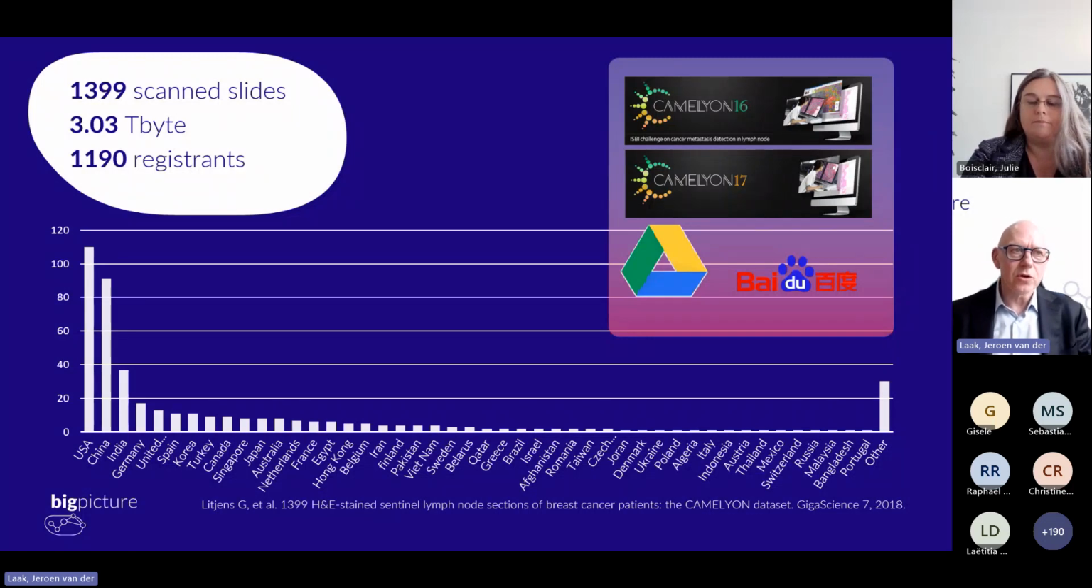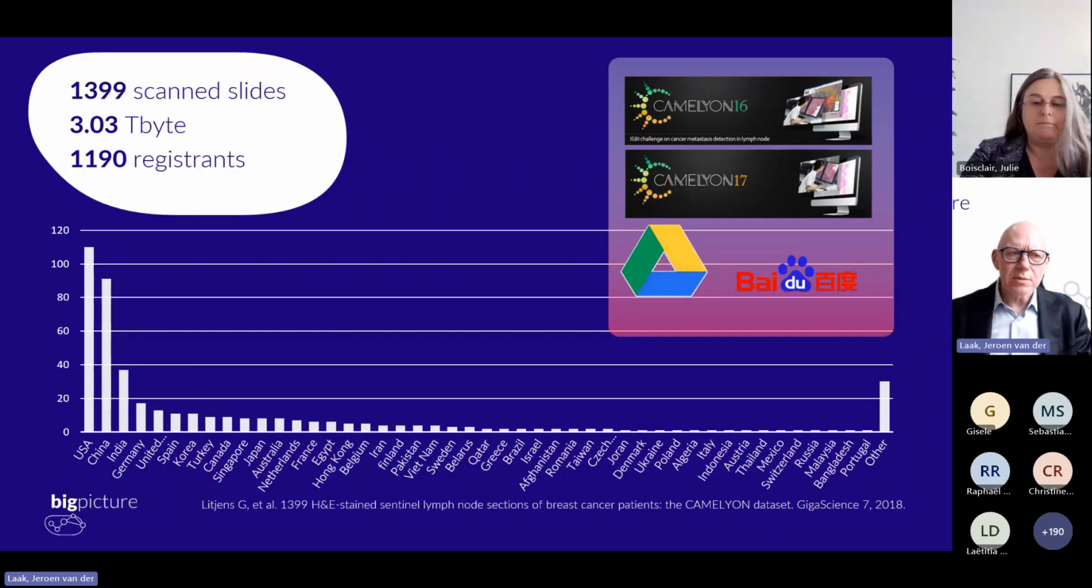In total, we shared almost 1,400 scan slides, which is over 3 terabytes of data. And in the meantime, we had 1,190 parties registering for the challenge. In the meantime, this data set has been downloaded not 1,100 times, but actually over 2,000 times. So what we learned from this challenge is, on one hand, that we can build AI that can help pathologists, which is what I indicated a bit in my previous slide.